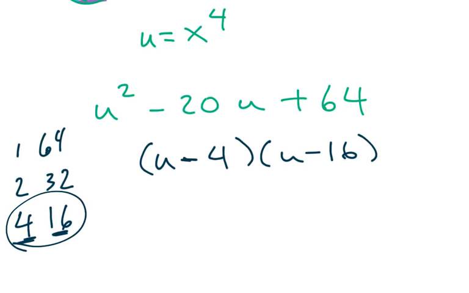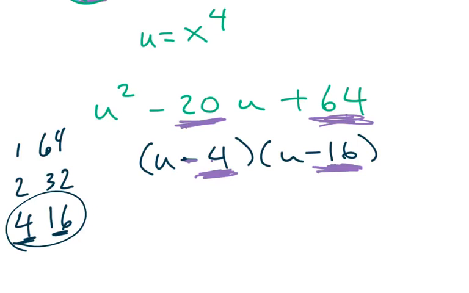The reason why it breaks down to that is negative 4 plus negative 16 is negative 20, and negative 4 times negative 16 is 64. The fancy way of saying that is the sum of these two values, including the sign, has to be this one, and the product of these two values has to be this. Because negative 4 times negative 16 is 64, and negative 4 plus negative 16 is negative 20, I'm good.